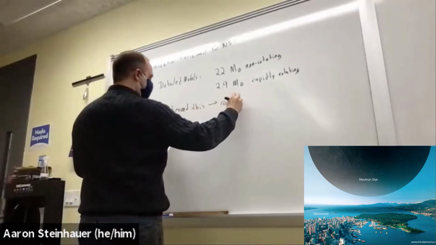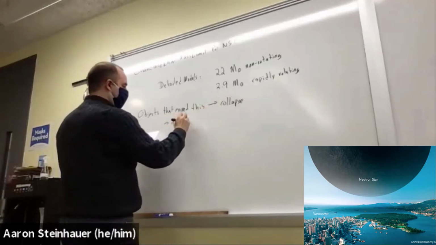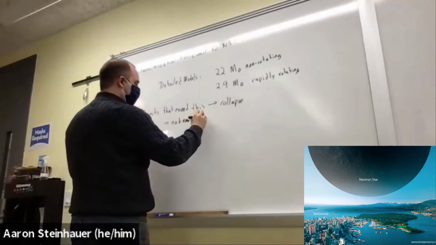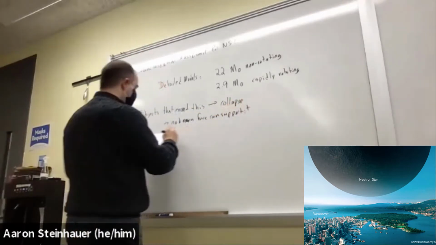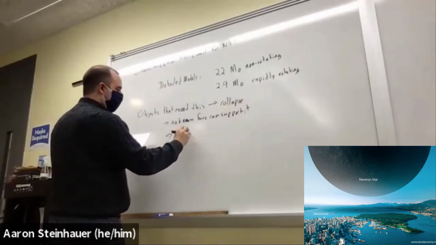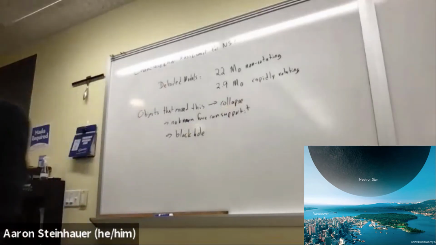So you get another collapse. No known force can support it. And you get a black hole. And black holes are really interesting objects. Again, the event horizon of a black hole is that region around the black hole where the curvature becomes infinite, and you get all sorts of weird singularities happening in GR stuff.